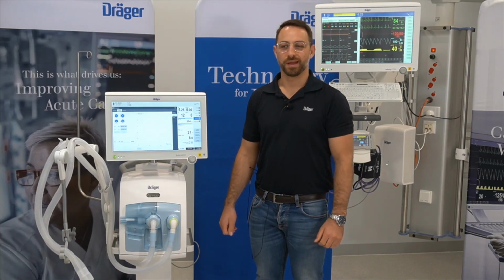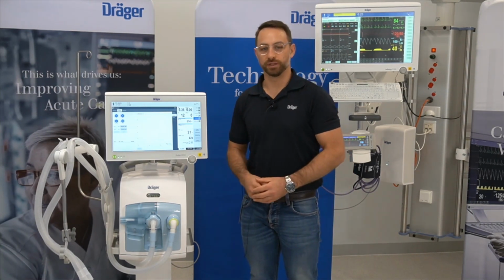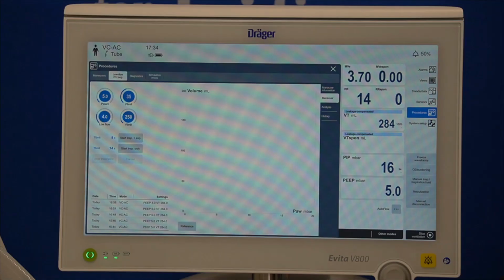Thank you, Christian. Next, we'll have a look at an automated lung recruitment manoeuvre with the low-flow PV loop on the Avita V800. Low-flow PV loops on the Avita family serve as an automatic lung recruitment manoeuvre by slowly filling and emptying the lung with a low and constant flow. Only the elastic properties of the respiratory system are recorded.